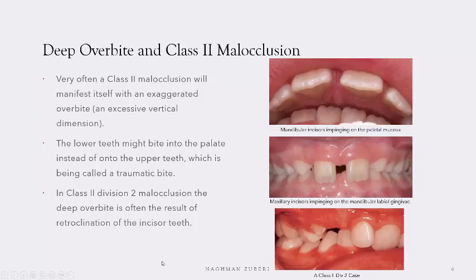In class 2 div 2 malocclusions, the deep overbite is often the result of retroclination of the incisor teeth. Now keep in mind, a question could be asked in board exams about this: why is this deep overbite more prevalent in class 2 div 2 cases? There will be many options, and our answer will be due to the retroclination of the incisor teeth.